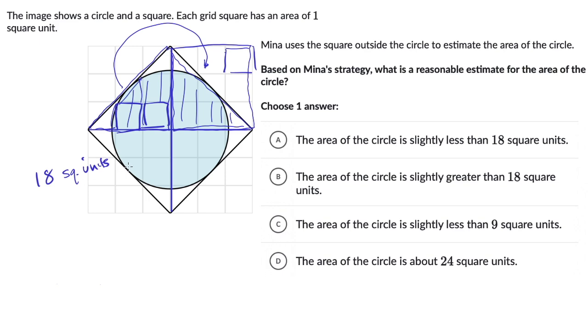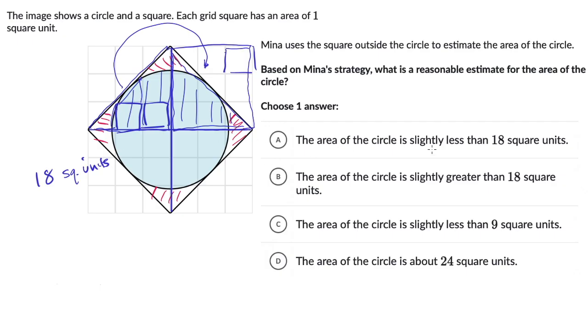So given that we know that the square is 18 square units, the area of this circle has to be less than 18 square units because it's not taking up this part right over here, this part over here, this part over here, and that part over there. So let's see which of these choices are consistent with that.